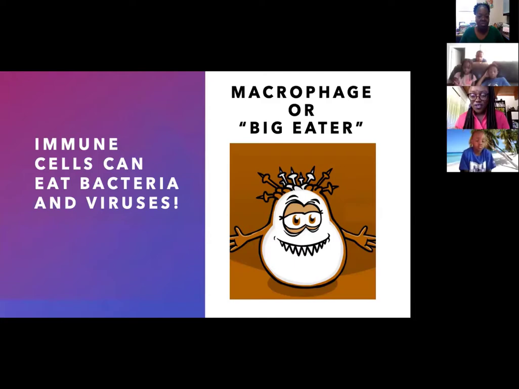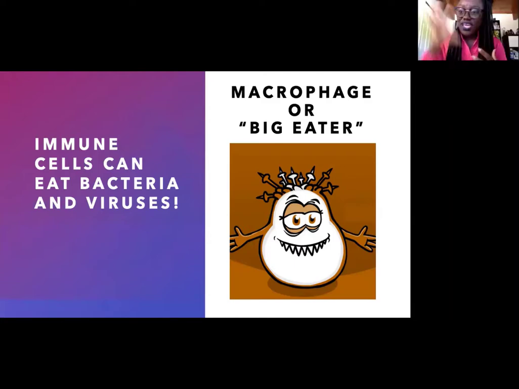So if anybody wants to take a stab at it, you can. I like to think of it like Pac-Man, where it just comes and eats up the germs as they enter your body. And so whenever you feel sick, just know that you have these cells called macrophages or big eaters that are there to eat up all the germs and get rid of them. So can anybody repeat to me what a big eater cell is?